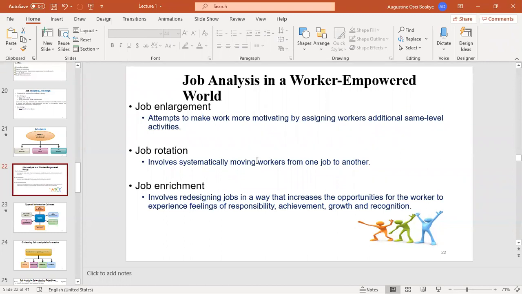Good. The second type of job design that I'm going to introduce you to is job rotation. When we talk about job rotation, it is also very simple, and it simply means that an individual is moved from one task to another, or from one department to another, or from one section or unit of the organization to another part in the same organization.